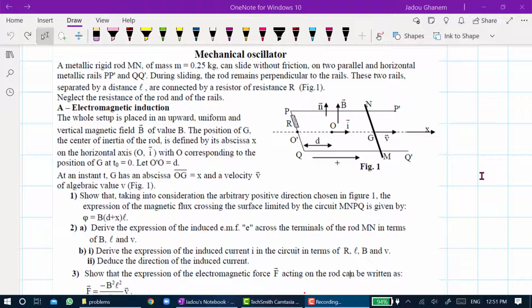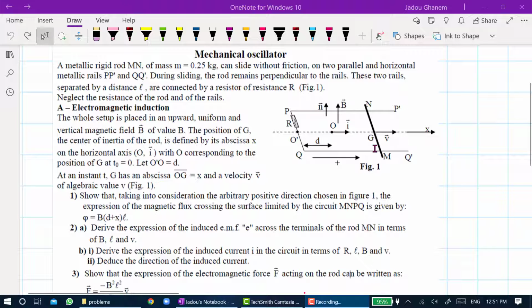A metallic rigid rod MN of mass 0.25 kilogram can slide without friction on two parallel and horizontal metallic rails PP' and QQ'. During sliding, the rod remains perpendicular to the rails. These two rails, separated by a distance L, are connected by a resistor of resistance R. Neglect the resistance of the rod and of the rails.